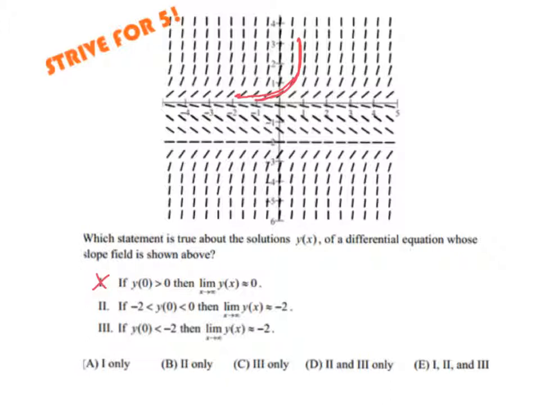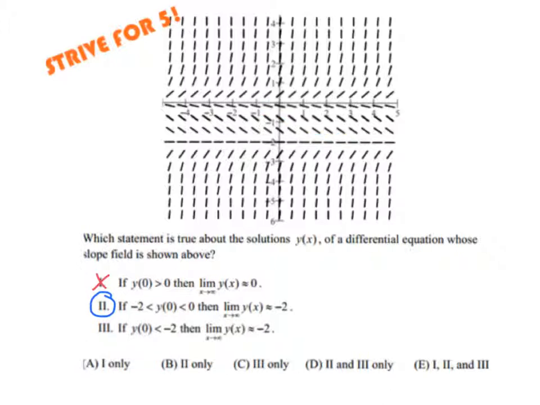Next, it says if y is between -2 and 2, then the limit as you go to infinity is -2. So if I plot a point where y is between -2 and 2, you can see, just kind of dropping through here, that you would draw something like that. So it looks like as you go to infinity, you will be approaching -2. So that one is true.